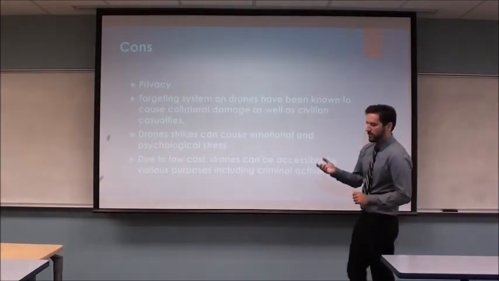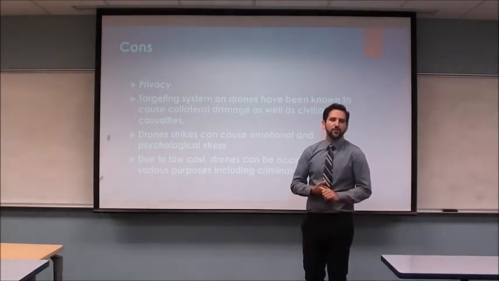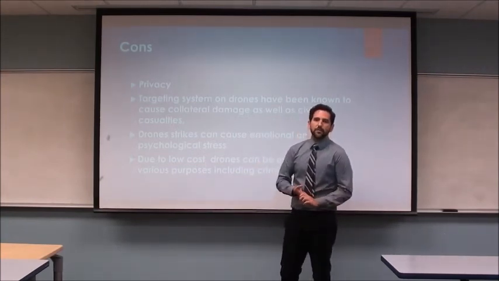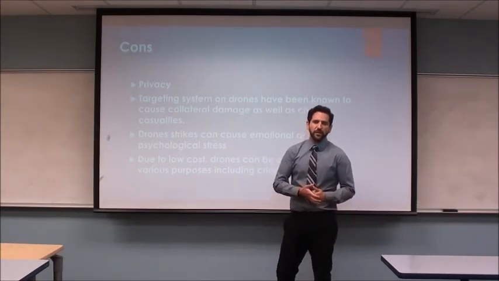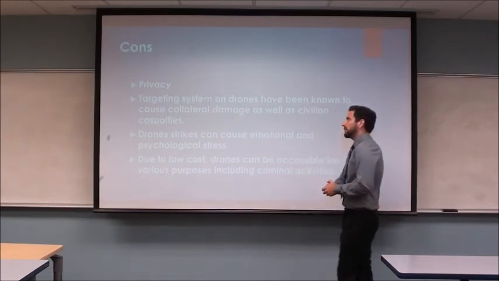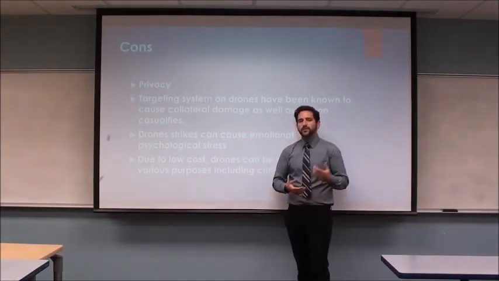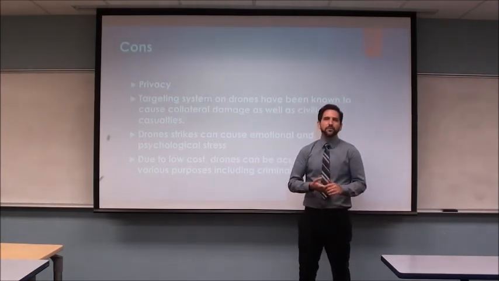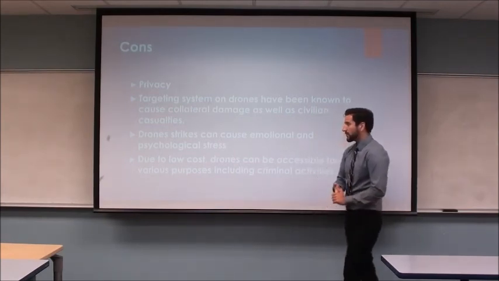Now, the disadvantages. The most important one is one that is recurring. We see it almost every day: privacy. Drones have cameras attached, and they're flying in private sectors and recording things that they should not be. And this is probably the biggest issue that we have in the private sector. Targeting systems are being improved. Maybe at one point we'll have one that can actually make decisions for itself. And this is a little bit scary, because if it makes a wrong decision, it could cause collateral damage as well as civilian casualties.